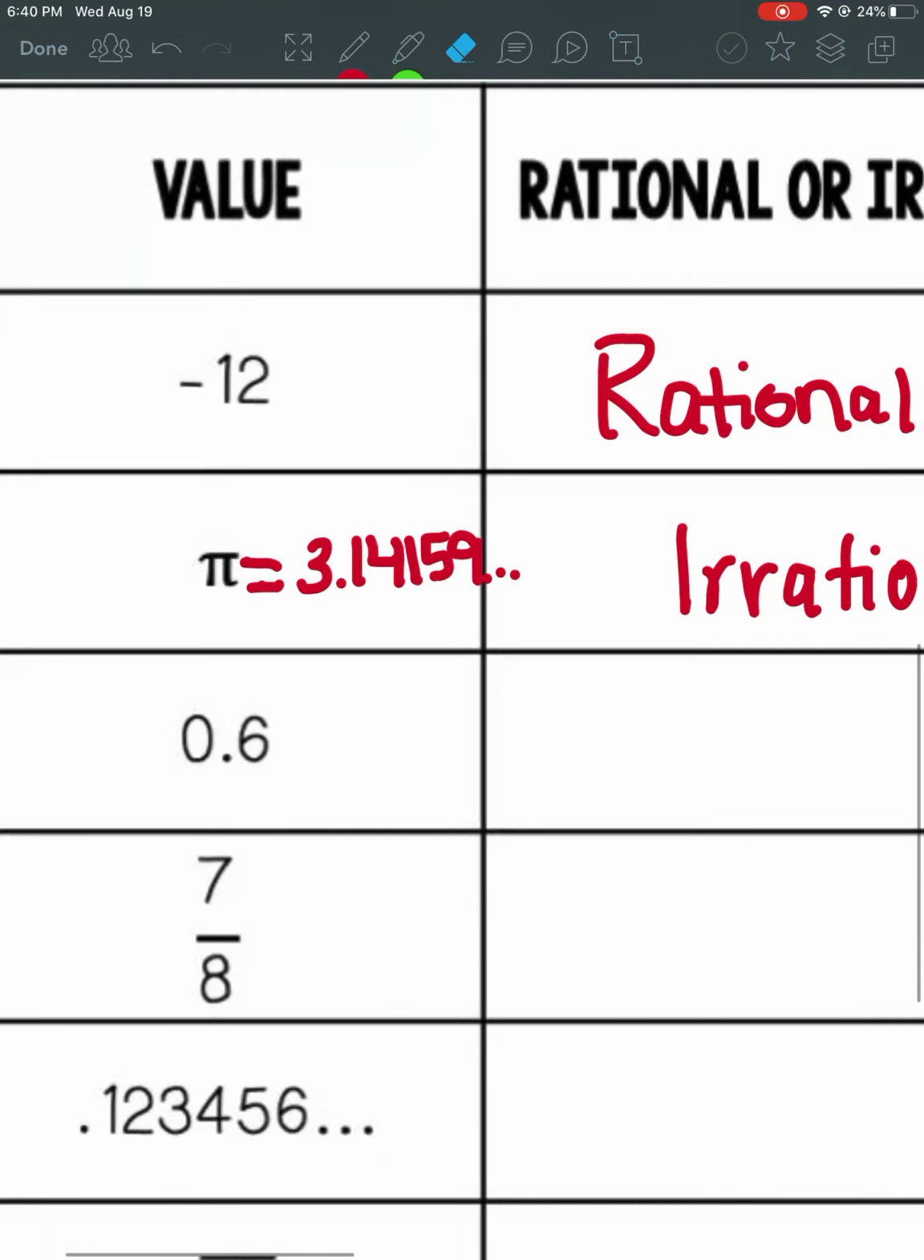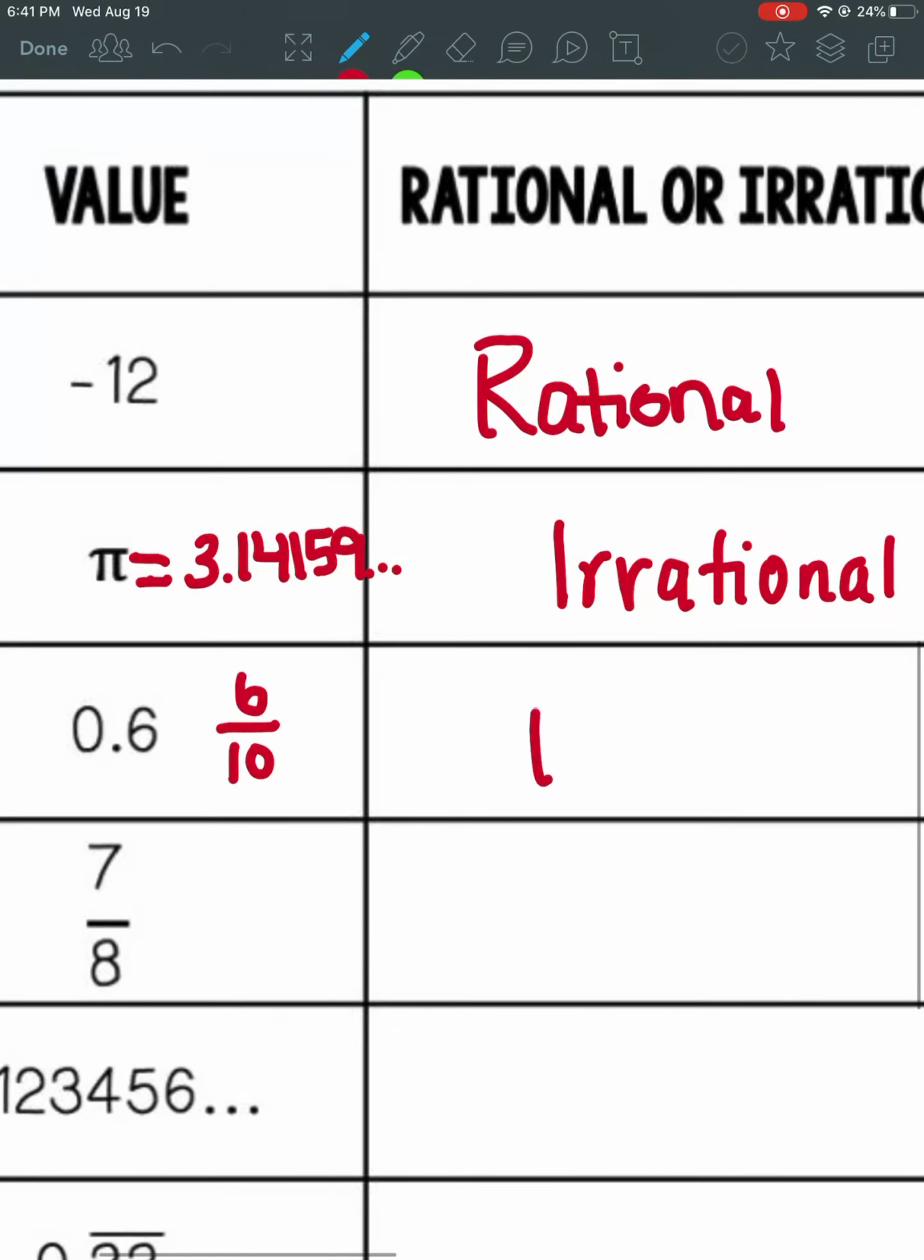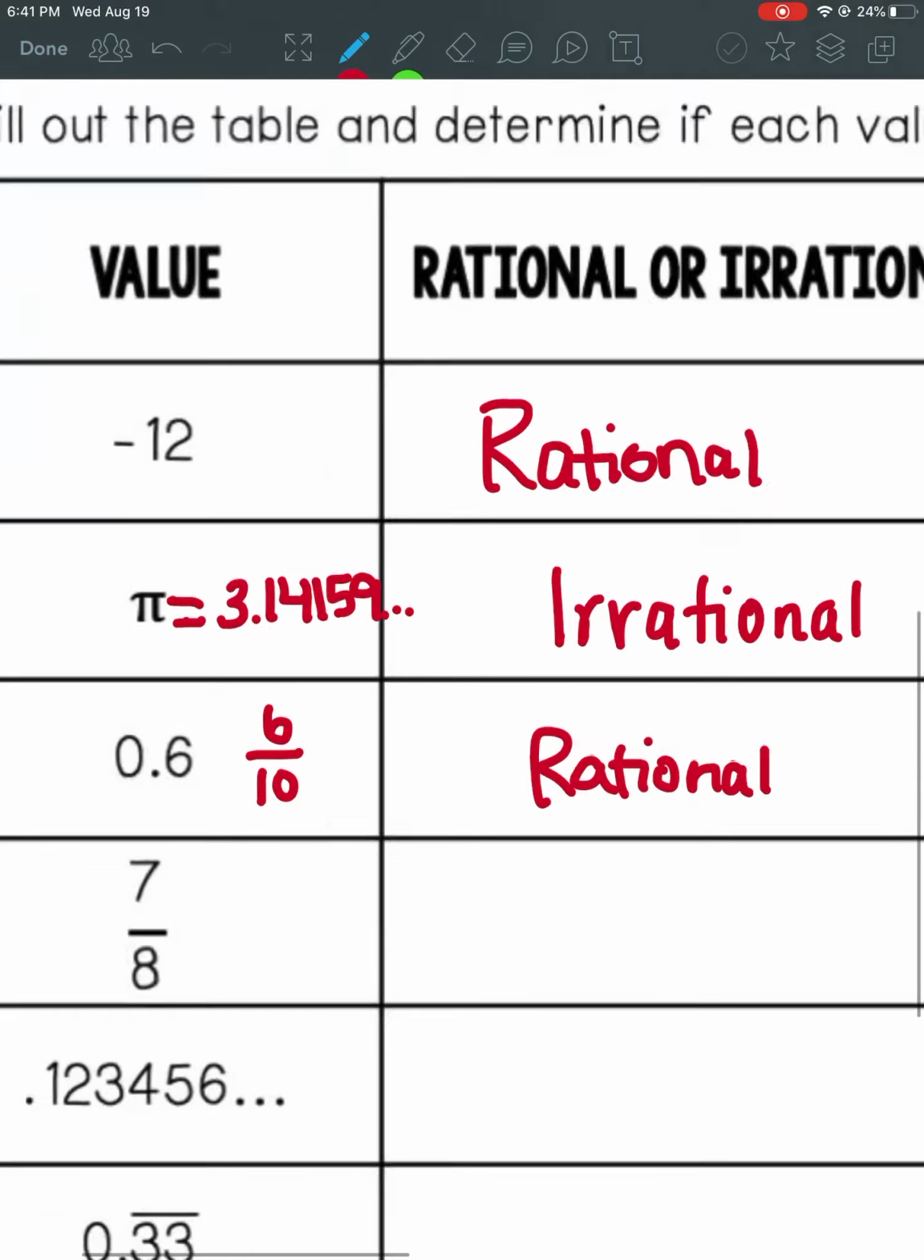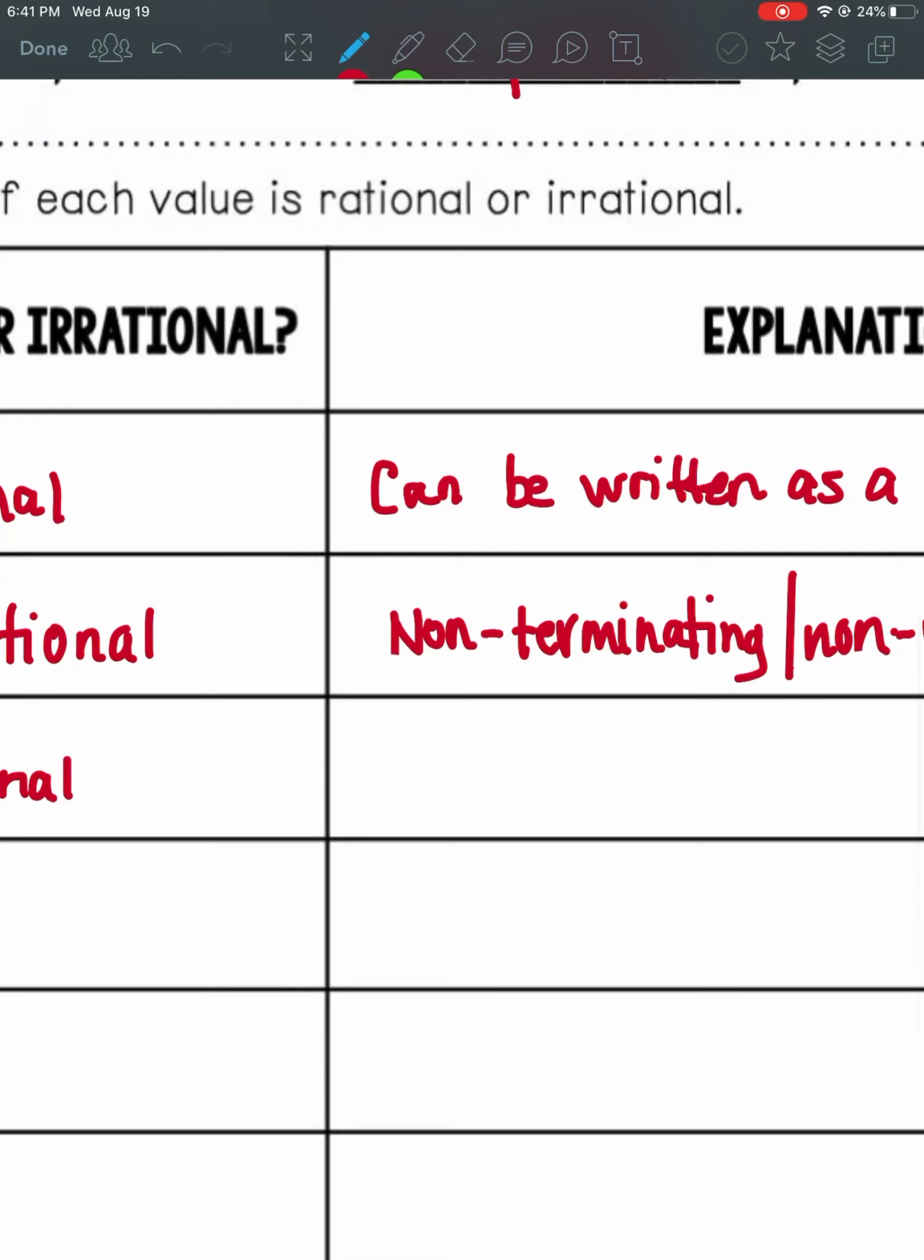Okay, 0.6. Ask yourself, can we write it as a fraction? So we've been talking in class about how to go from fractions to decimals, so we know 0.6 is the same thing as 6/10. So that is rational because we can write it as a fraction. And I'm going to put here, it's a terminating decimal as my explanation. So terminating decimals we can always write as fractions.